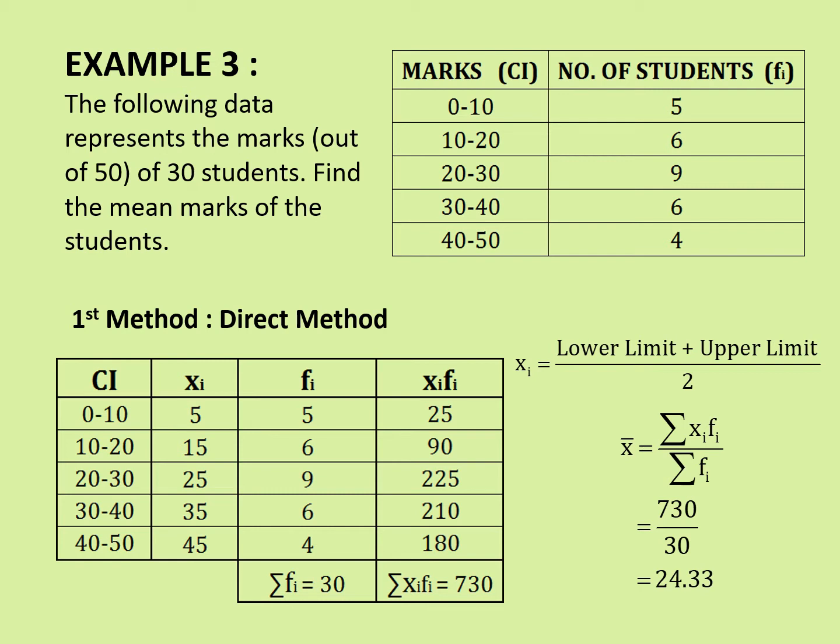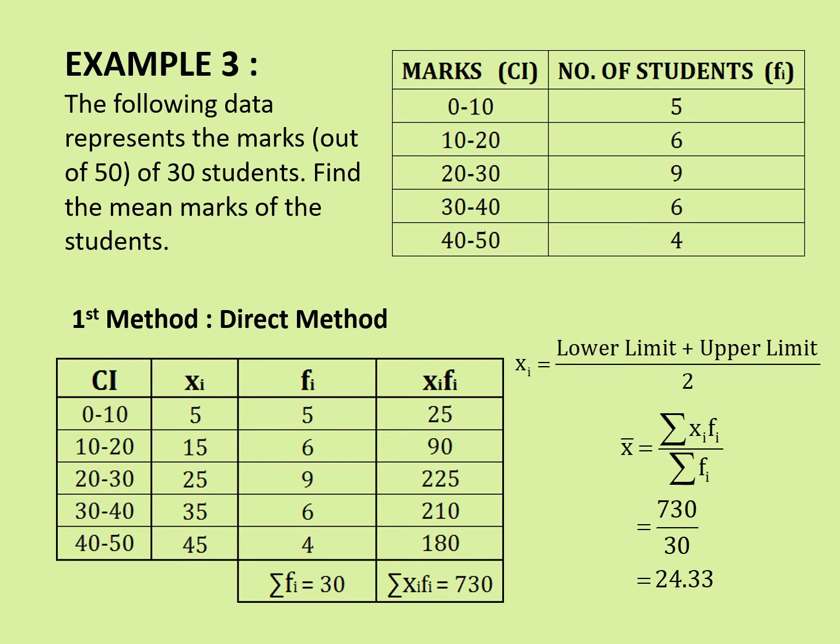So in the first direct method, we will directly multiply the column xi with fi. So the column xi fi comes out to be 25, 90, 225, 210, 180. We will add all the values in the column xi fi as summation xi fi. It is coming out to be 730. Similarly, we will add all the values in the column fi as summation fi, which is coming to be 30. So in order to calculate the mean, we will divide summation xi fi by summation fi. So 730 divided by 30, the answer comes out to be 24.33.